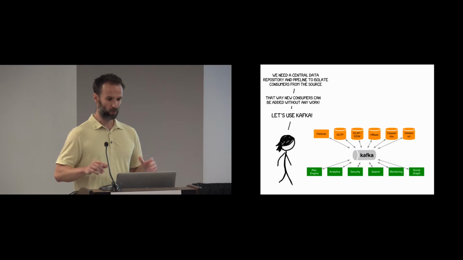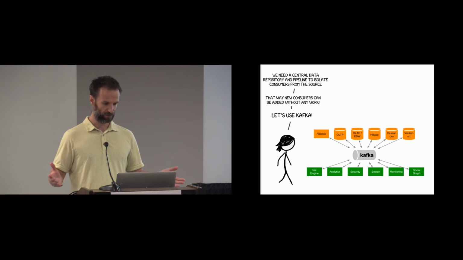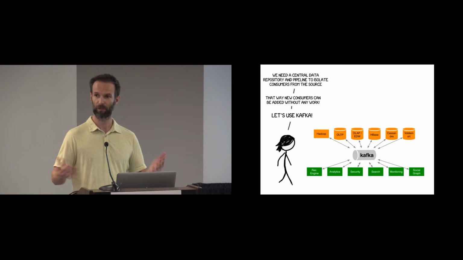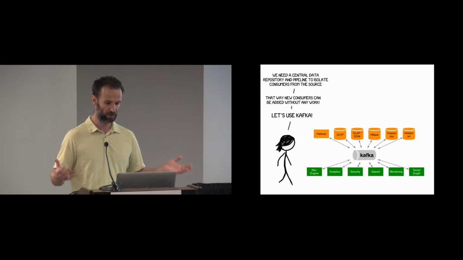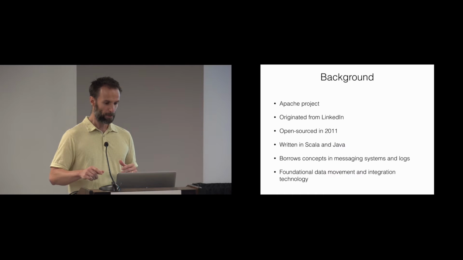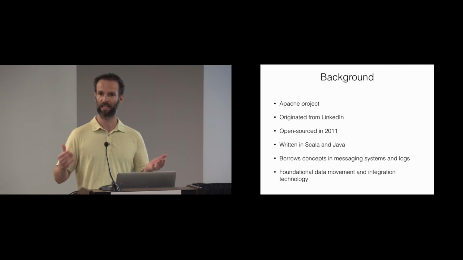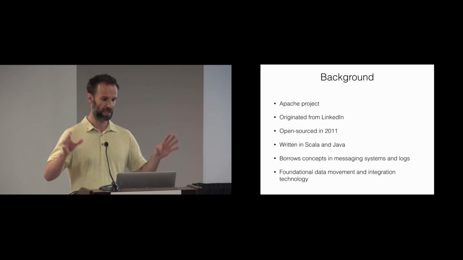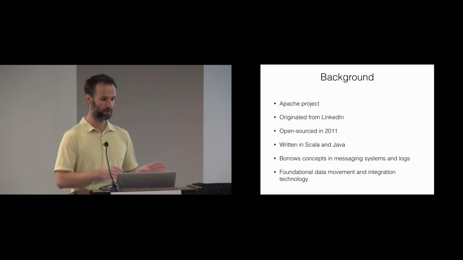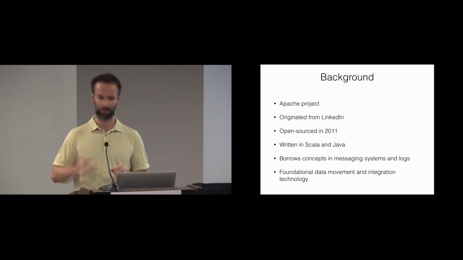So, what we really need is something generic, a central data repository and pipeline that isolates consumers from the source, and allows us to add new users and system consumers without any work to the rest of the system. And this is really where Kafka comes into play. Kafka was created by LinkedIn because they had this exact same problem. They had these disparate systems in production, and they were building these one-off data integration pipelines, and they realized they had an anti-pattern in play, and they built Kafka to address that.